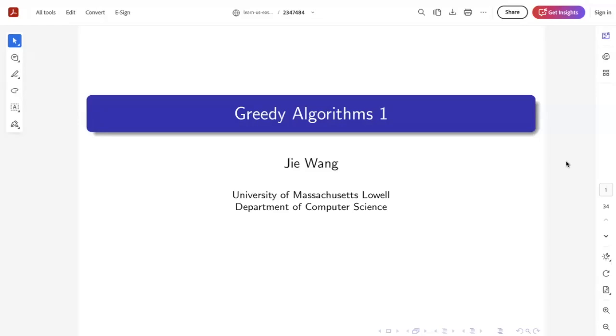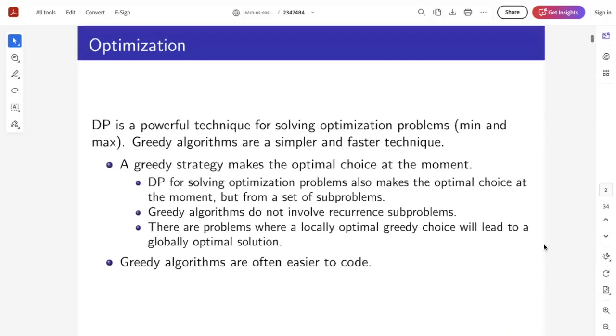Hi, everyone. In this video, we are going to look at greedy algorithms 1. Greedy algorithms are used to solve optimization problems. Earlier, last week, including this week, we have seen how to use dynamic programming to solve optimization problems.